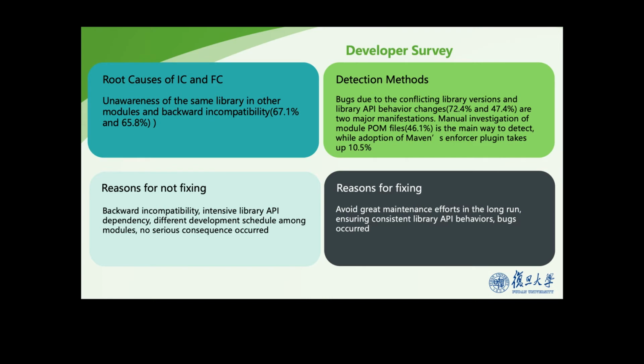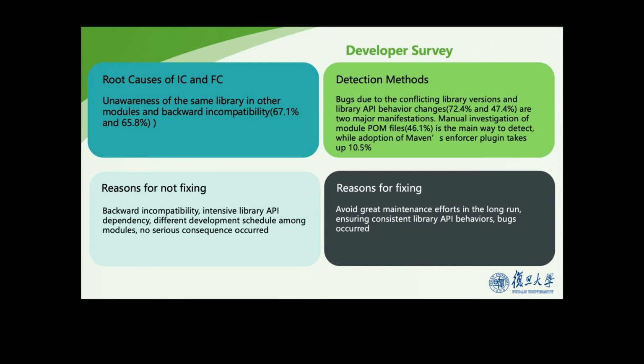For the detection methods on inconsistencies and false consistencies, bugs due to the conflicting library versions and the library API behavior change are 2 major manifestations. Manual investigation of module POM files is the main way to detect, while adoption of Maven's Enforcer plugin takes up 10.5%.